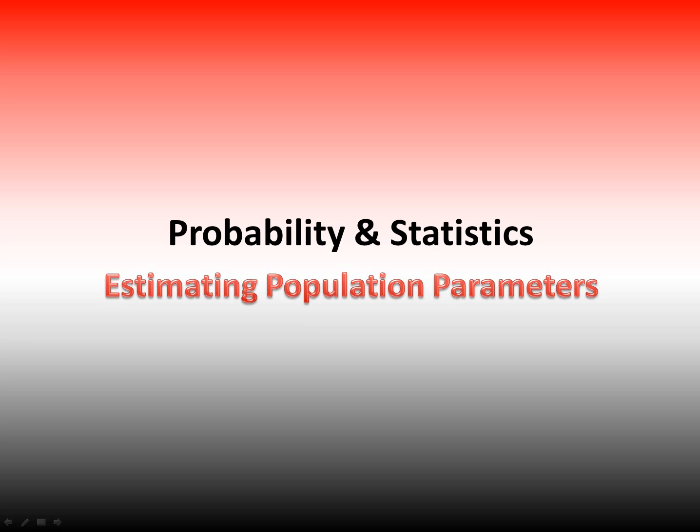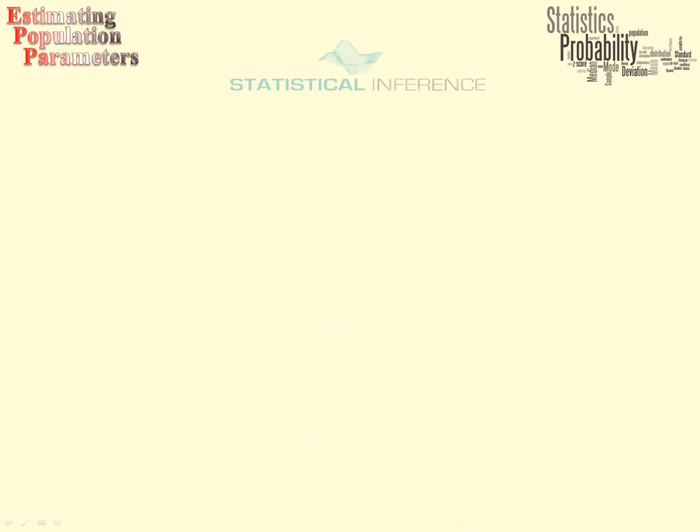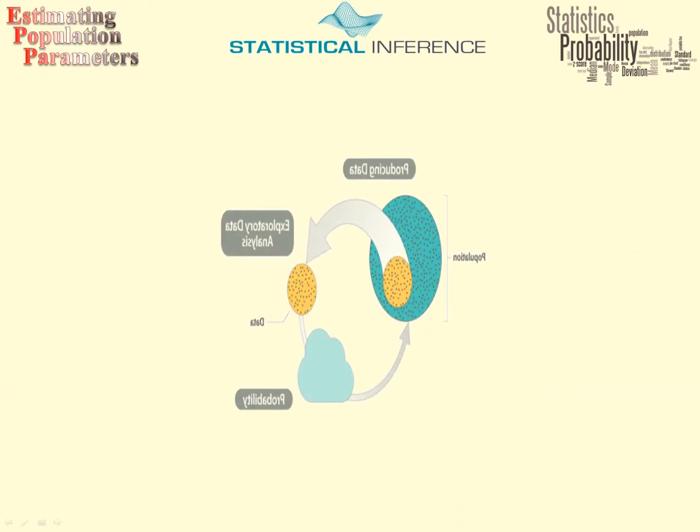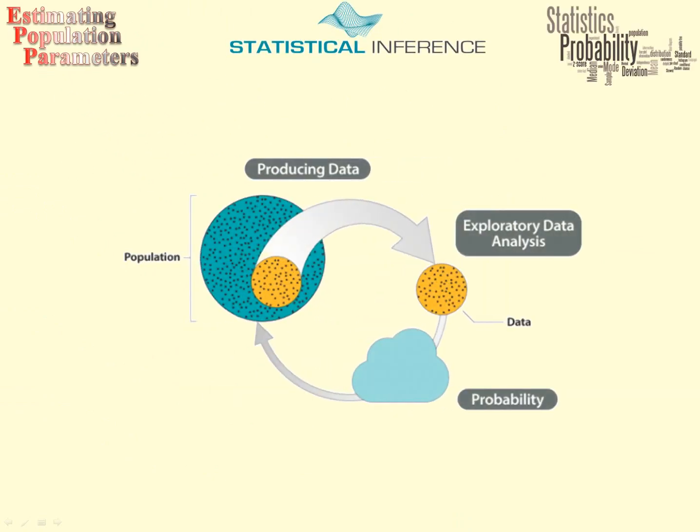Probability and statistics, estimating population parameters. This is a small part of what is called statistical inference, drawing conclusions using statistics.